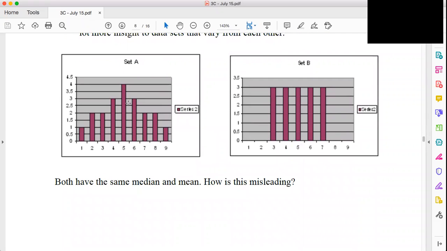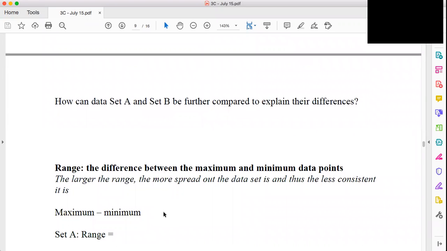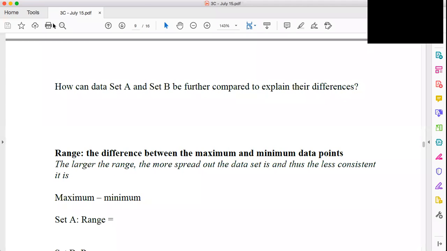So both have the same median and mean, but how is this misleading? If you look at the first one, it is super spread out as opposed to this one. They have the same mean, but this is spread out. It's different all the time, whereas this one is consistently the same. So it's very different in those senses and it can be very misleading. So how can data set A and B be further compared to explain their differences? What we use is what we call the range.